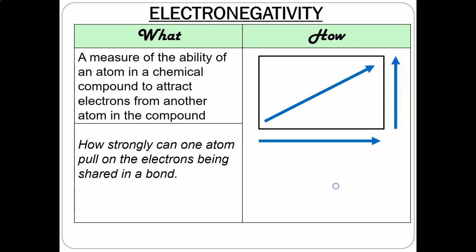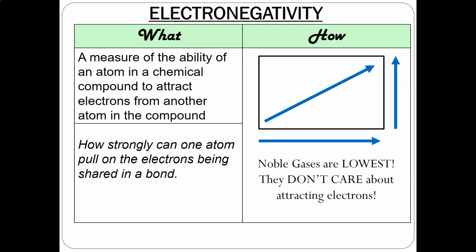I like to be lazy and draw a big diagonal line. Really, really careful here. The noble gas column is the lowest. Why would they want to attract an electron? They already have a stable electron configuration. They're already happy and stable. They don't want one, okay?